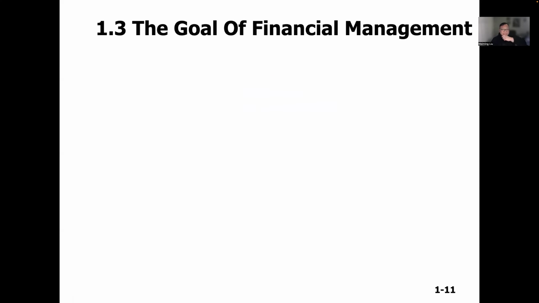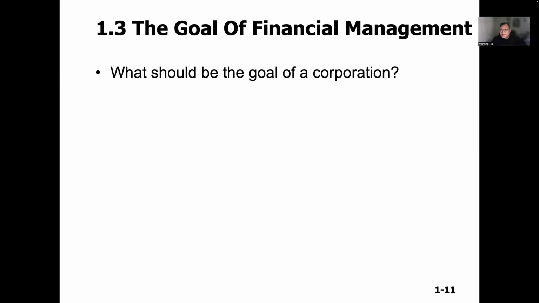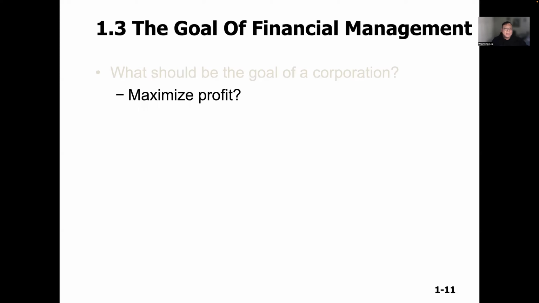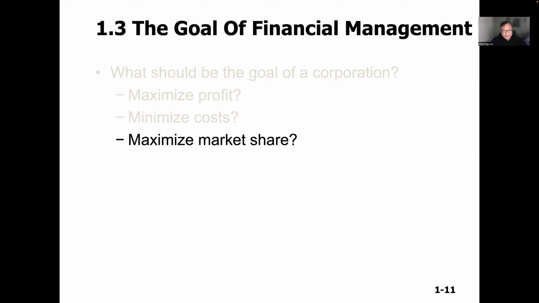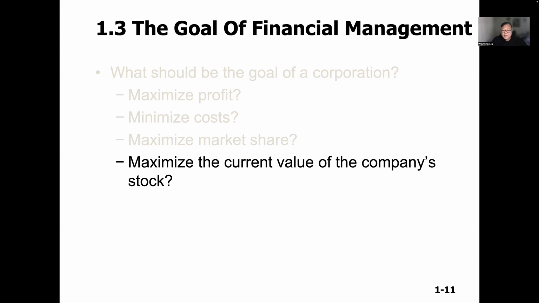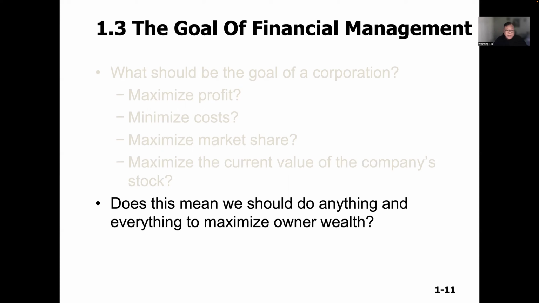The goal of financial management. What is the goal of financial management? Well, maximize profit, try to make as much money as possible. Minimize cost, keep the cost down. Maximize the market share, you are hoping to maximize the proportion of your business in the market. Maximize the current value of the company's stock. You want to increase the company's stock price.